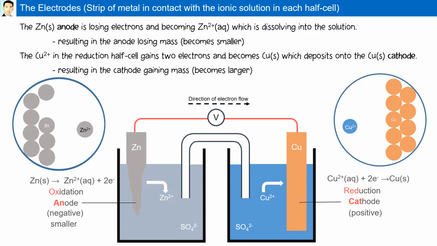Going down to the atomic level, we have a copper electrode on the right, made up of copper atoms, and in the solution we have Cu2+ ions, which give the CuSO4 solution its characteristic blue color. The Cu2+ ions move towards the copper electrode, where they accept two electrons. In so doing, the Cu2+ becomes Cu solid and deposits on the copper electrode. And the copper electrode will eventually become much larger.